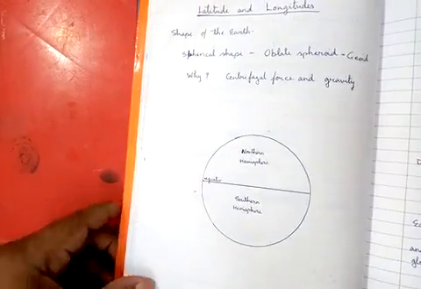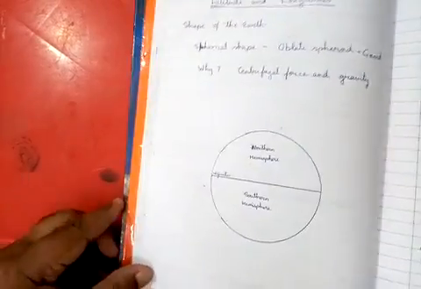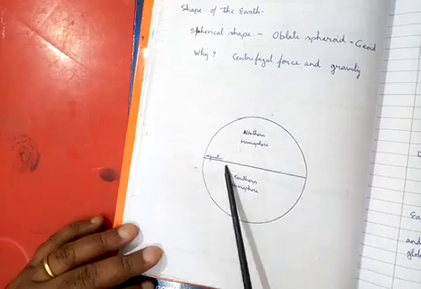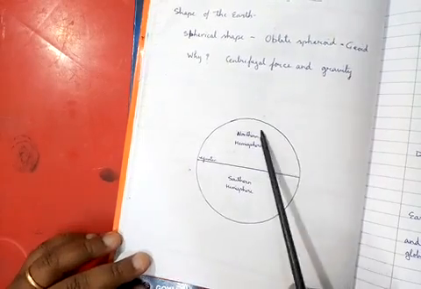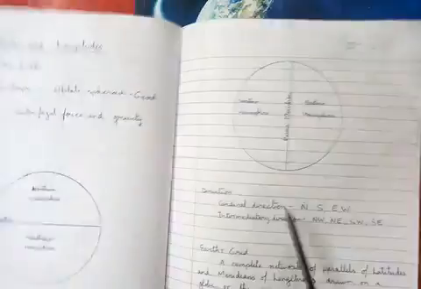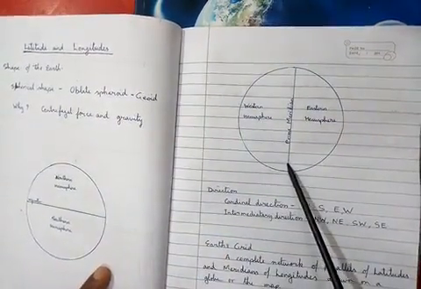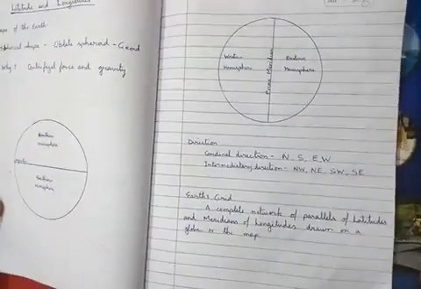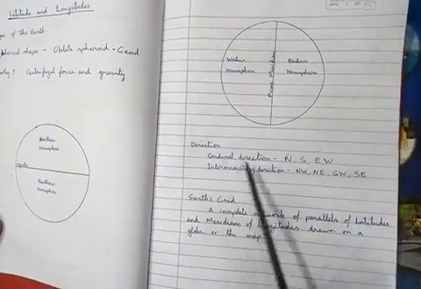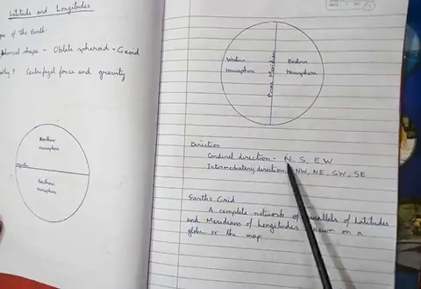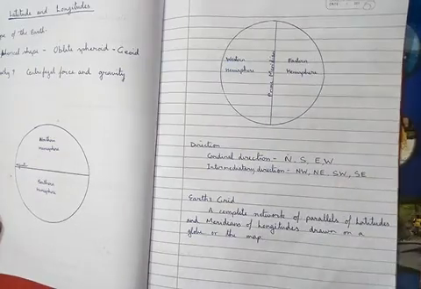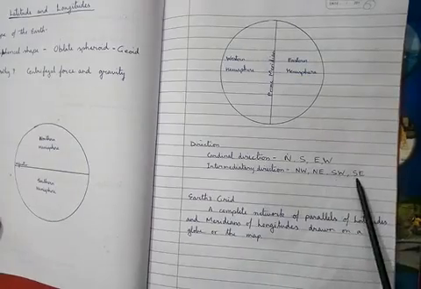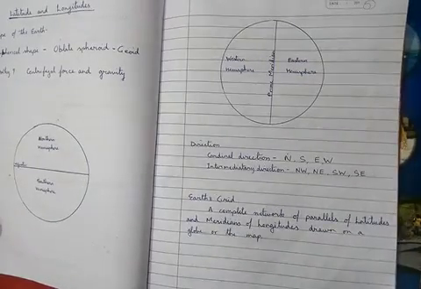Then I explained to you about the hemispheres, the four hemispheres. Horizontally, the equator divides the earth into the northern hemisphere and the southern hemisphere. Then the prime meridian divides the earth into the western hemisphere and the eastern hemisphere. Then I explained about direction, that is, cardinal direction. North, south, east, west are called cardinal directions. Northwest, northeast, southwest and southeast are called the intermediary directions.